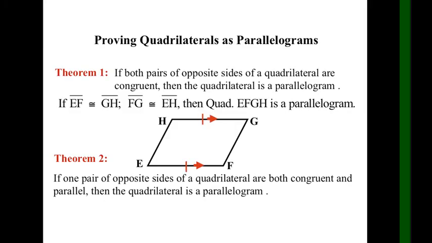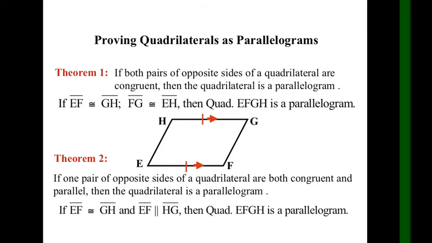Theorem number 2: if one pair of opposite sides of a quadrilateral are both congruent and parallel at the same time, then the quadrilateral is a parallelogram. So if segment EF is congruent to segment GH and segment EF is parallel at the same time to segment HG, then the quadrilateral EFGH is a parallelogram.